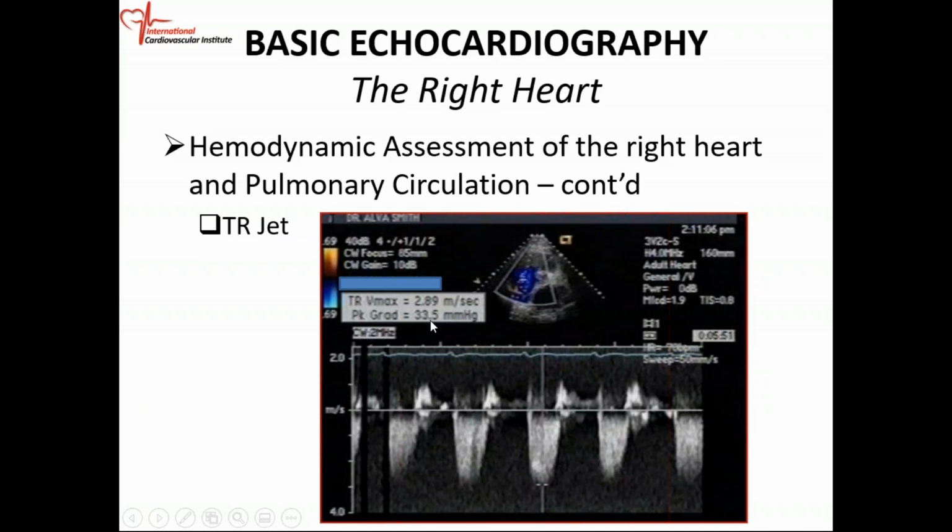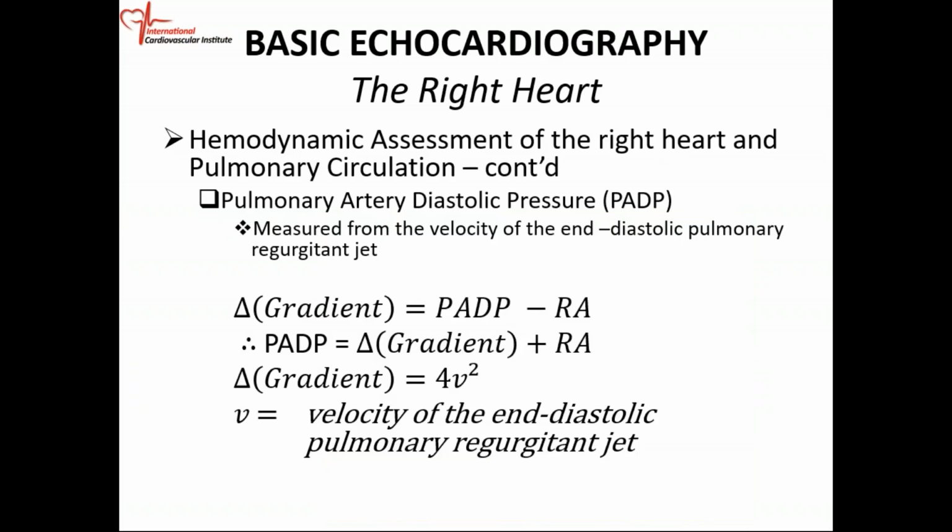To the gradient, you have to add the right atrial pressure. So you have to know how to assess your IVC in order to get the right atrial pressure. Okay, so that's a subcostal view. You have to measure the IVC at expiration, and then you see how much collapse you get with inspiration or the sniff.